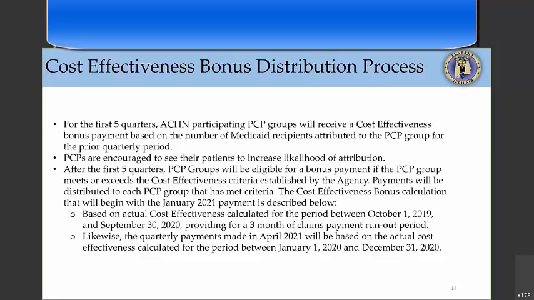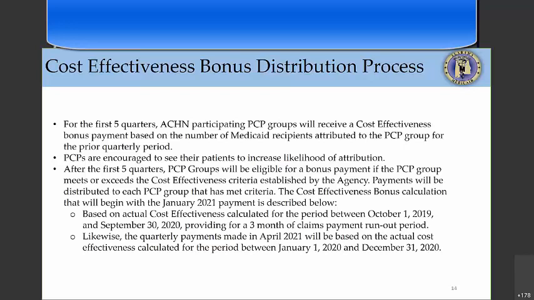After this initial period, PCP groups will then be eligible for and receive a bonus payment if the PCP group meets or exceeds the cost effectiveness criteria we've referenced earlier. The cost effectiveness bonus calculation that will begin in January 2021 will be based on actual cost effectiveness calculated for a period between October 1, 2019 and September 30th, 2020. This allows for a full 3 months of claims payment runout.